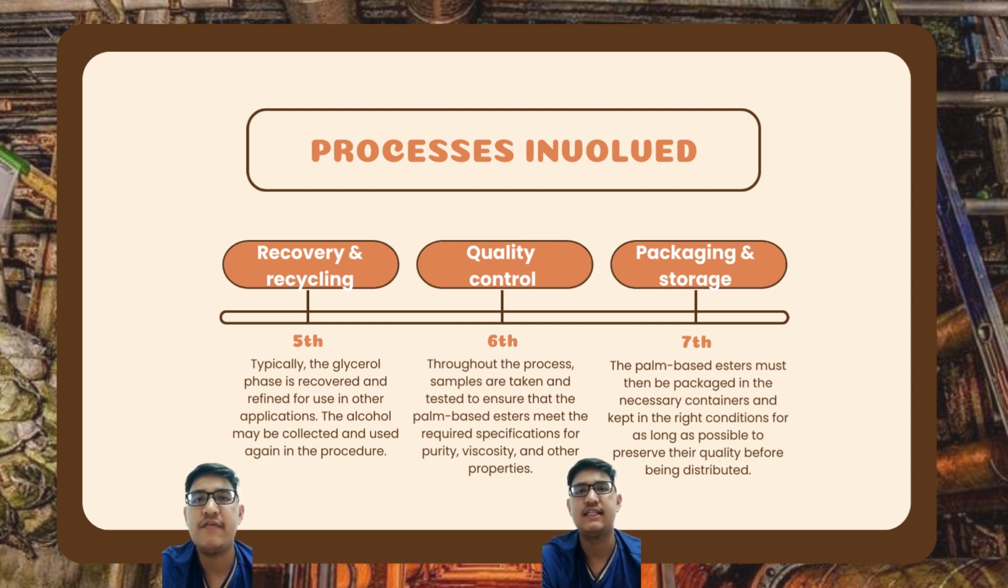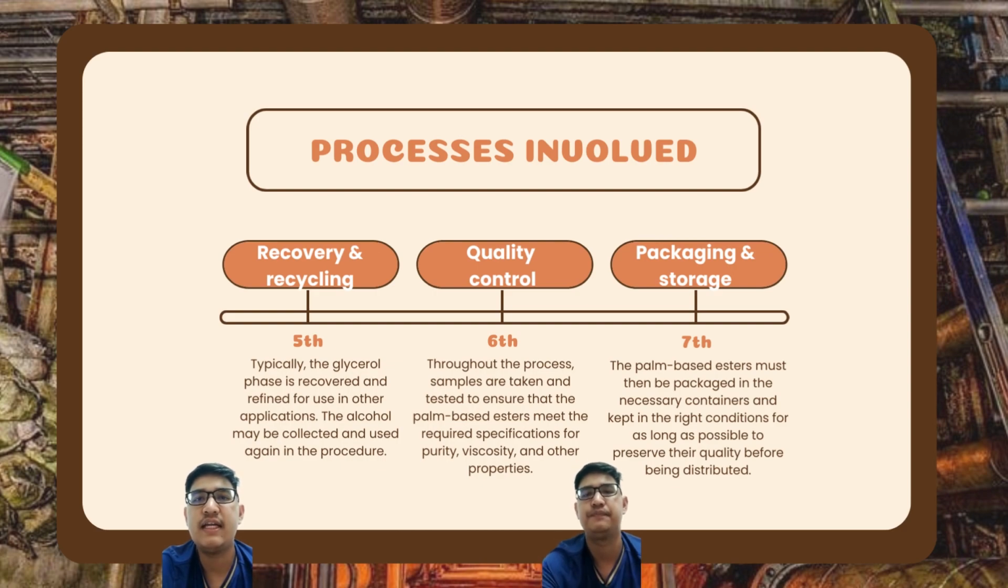Next, number 5, the recovery and recycling. For the palm-based ester, the glycerol phase is usually recovered and processed for use in other applications. The alcohol may also be recovered and recycled back into the process. Recycling the alcohol reduces the cost of the process and minimizes waste being produced.